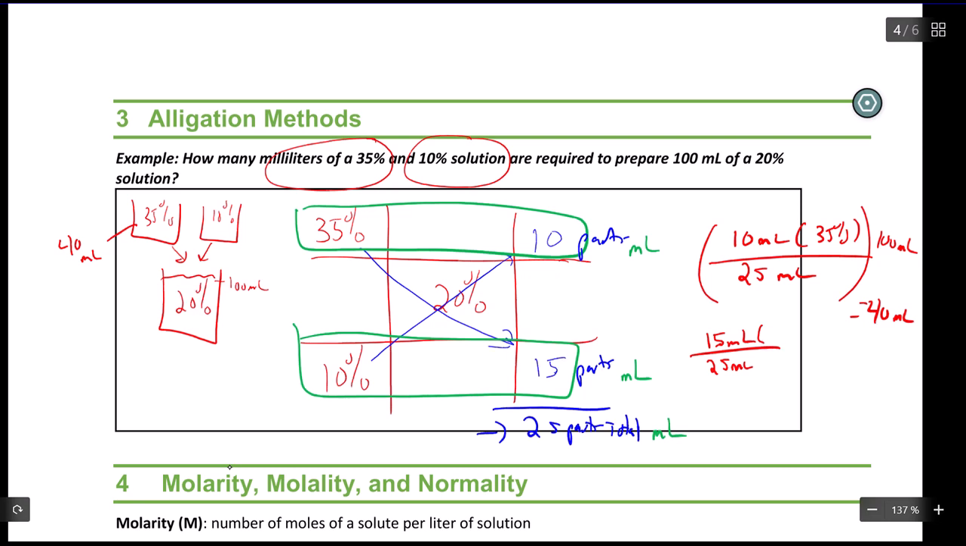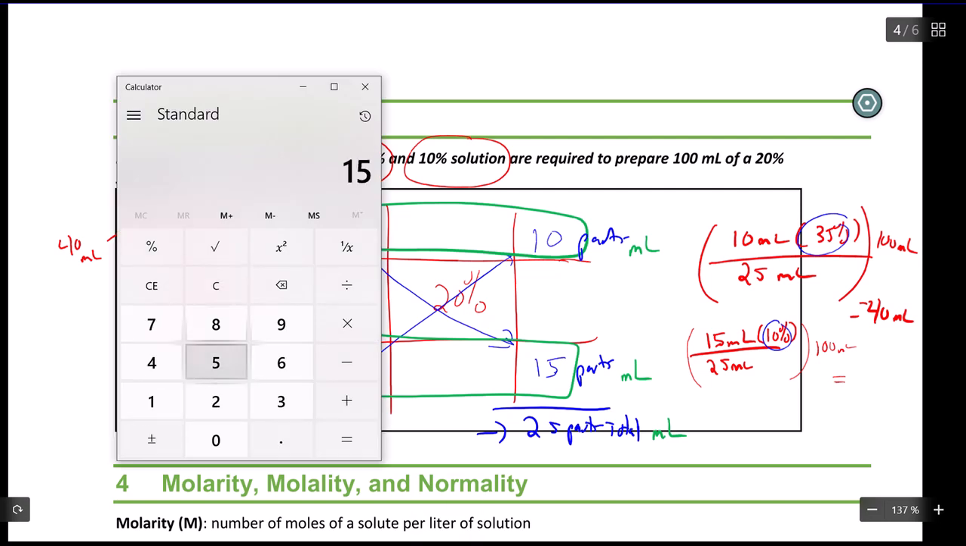Keep in mind, I'm writing the word 10% and I'm writing the word 35%. These are not part of the math. They are a description of what I'm writing, right? So if I need 15 mLs of the 10%, every time I want to make 25 mLs, how much if I want to make 100 mLs? And you could do the math there.